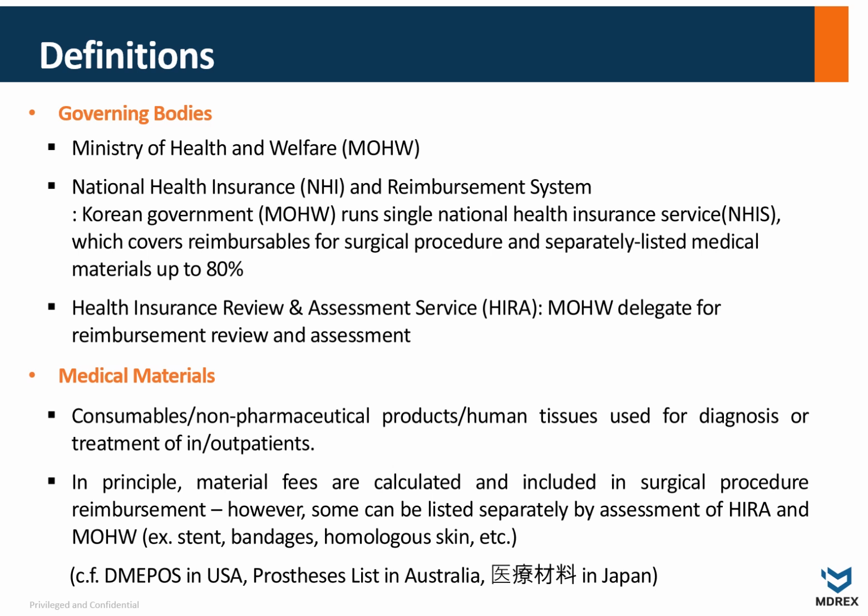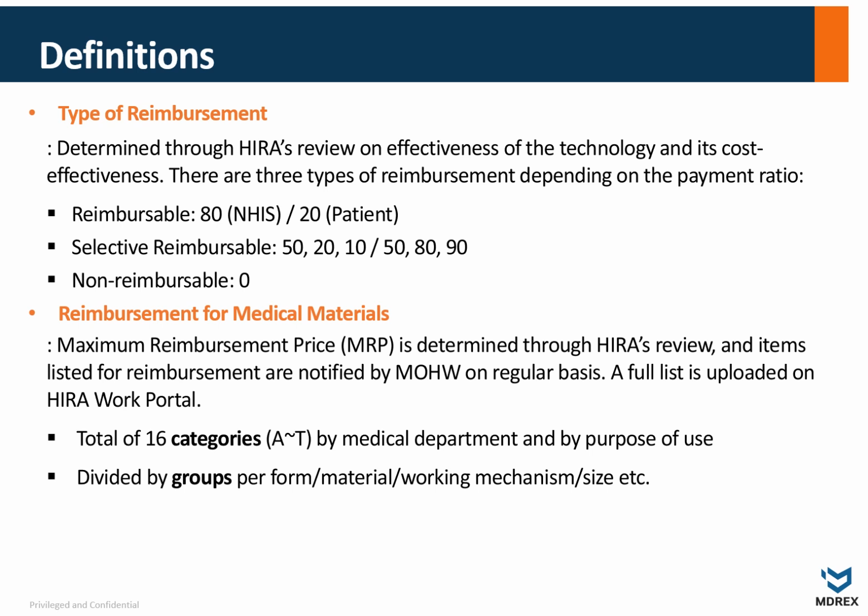Similar concepts in the world are DMEPOS in the USA, the Prostheses List in Australia, and 의료자료 in Japan. There are three types of reimbursement depending on the payment ratio, government to patient: reimbursable 80-20, selective reimbursable, and non-reimbursable. The type is determined through HIRA's review on effectiveness and cost-effectiveness of the technology or medical material. For medical materials, the maximum reimbursement price, MRP, is determined as well.